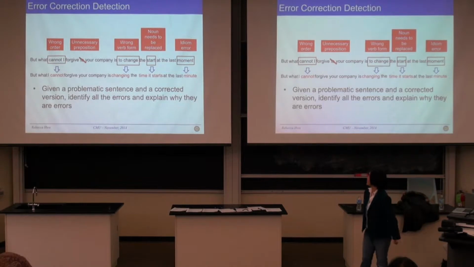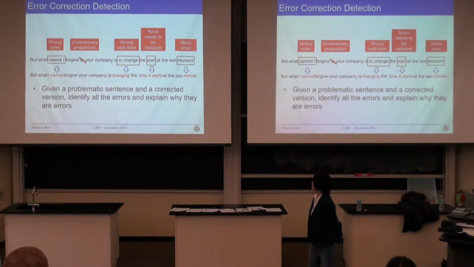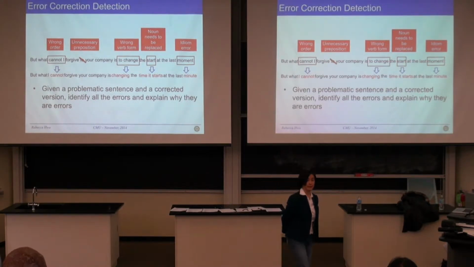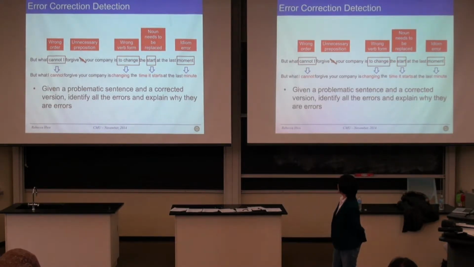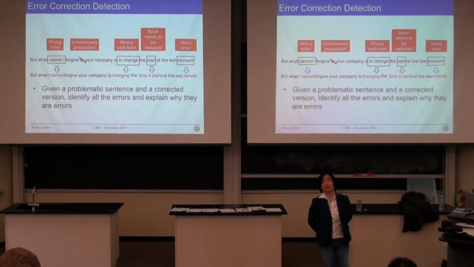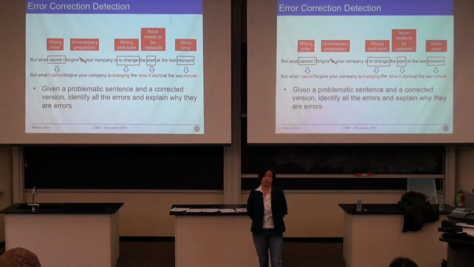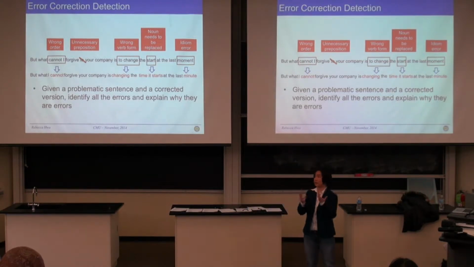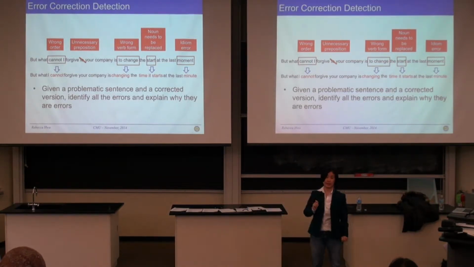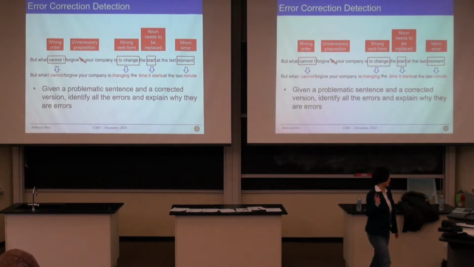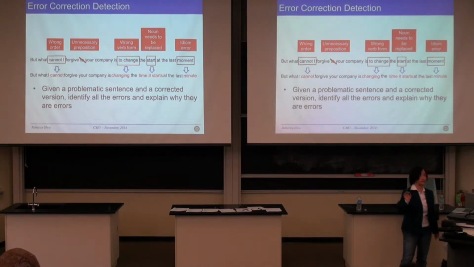Okay, so error correction detection is the following problem. Given a problematic sentence written probably by a non-native speaker, and a corrected version, either corrected by a teacher or maybe the student corrected it themselves, but somehow you have this pair of sentences, one wrong, one right. Find all of the places where the mistakes were made and identify what was the mistake for each case. That's basically error correction detection.